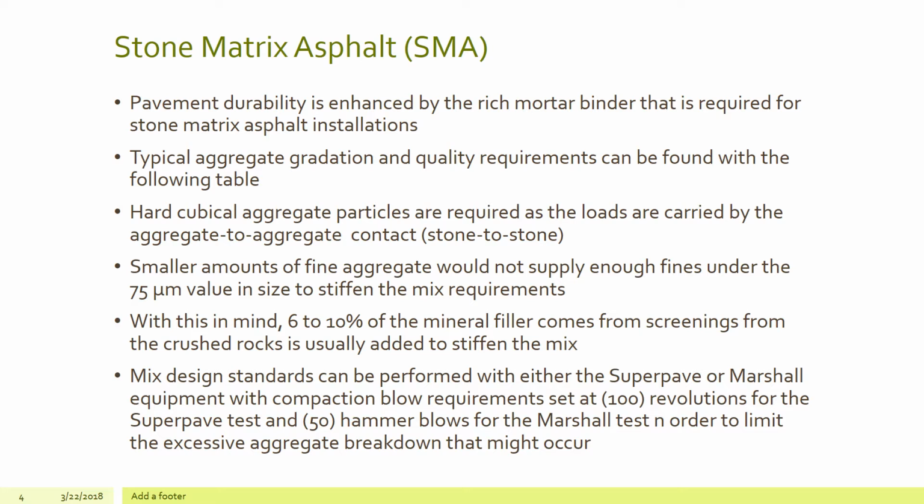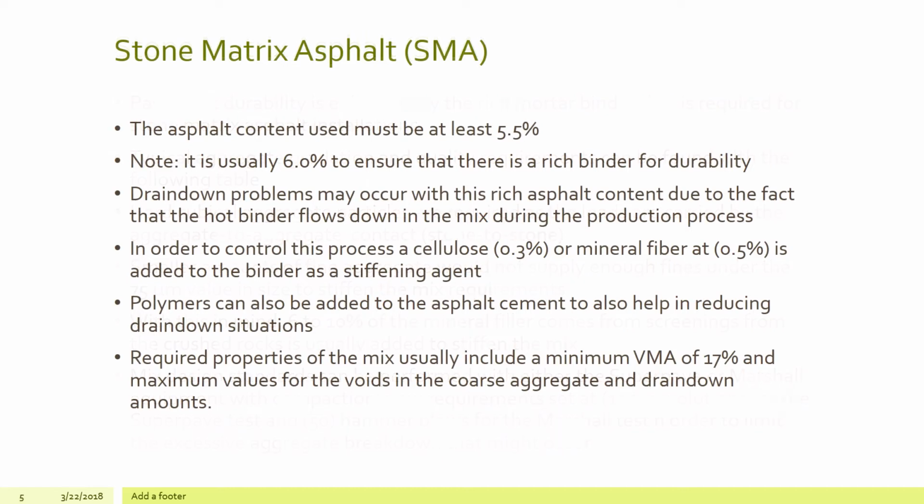Mix design standards can be performed with either the SuperPave or the Marshall equipment, with compaction requirements set at 100 revolutions for the SuperPave test and 50 hammer blows for the Marshall test, in order to limit the aggressive aggregate breakdown that might occur. The asphalt content used must be at least 5.5%, but it's usually 6% to ensure that there's a rich binder for durability. Drain down problems may occur with this rich asphalt content due to the fact that the hot binder flows down in the mix during the production process.